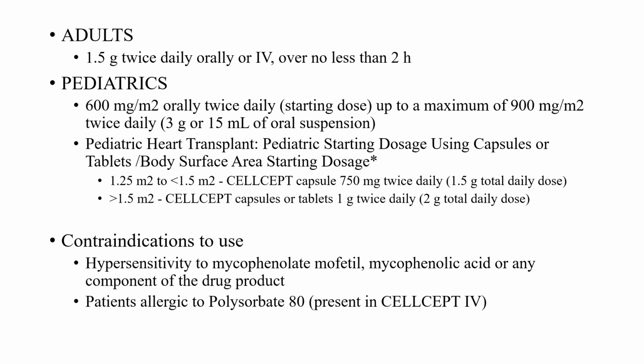Usually in post heart transplant patients, the dose is 1.5 gram given orally BD. If it is IV, the infusion should be given over not less than 2 hours. In pediatrics, we usually start at a dose of 600 milligram per meter square and gradually increase up to 900 milligram per meter square. As per the body surface area, if the body surface area is 1.25 to 1.5 meter square, then you can give up to 750 milligram BD. And if it is more than 1.5 meter square, it is usually given at 1 gram BD. This is the pediatric dosing.